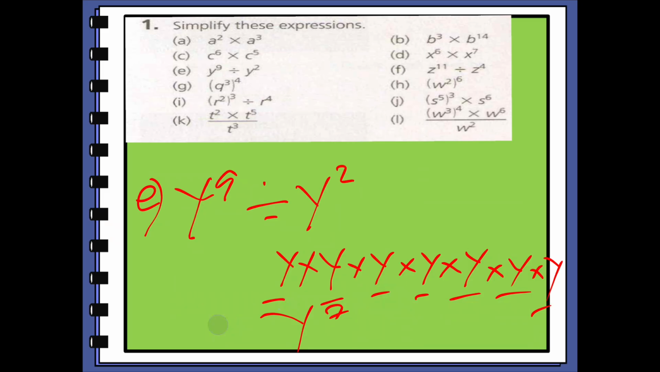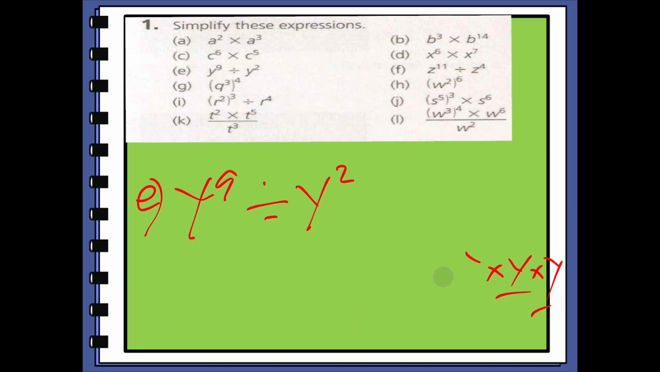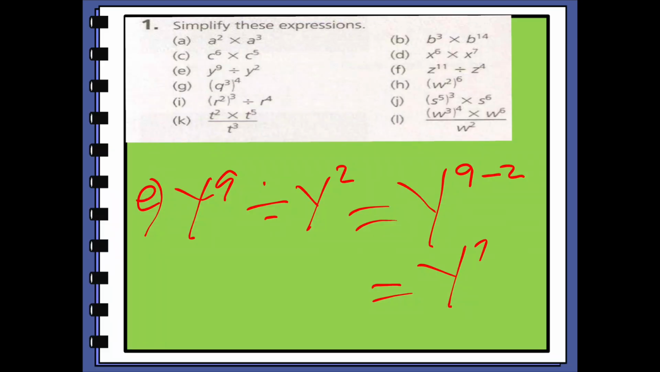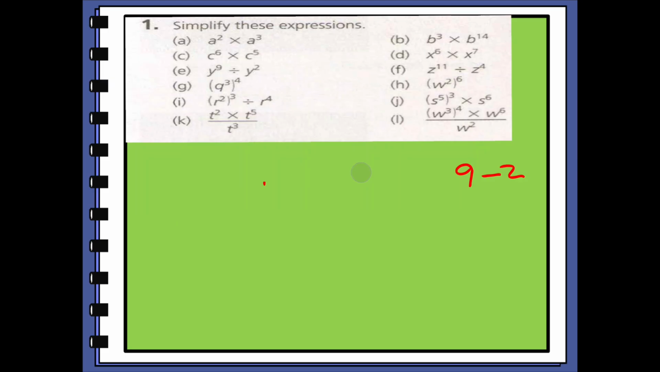So this is a traditional method, but for indices the rule says that when you are dividing you are supposed to subtract the given powers. In this case our answer is just y 9 minus 2, which results in y power 7. Okay, so that's how you do the division for E, meaning you can answer F by yourself, and G needs a bit of explanation.